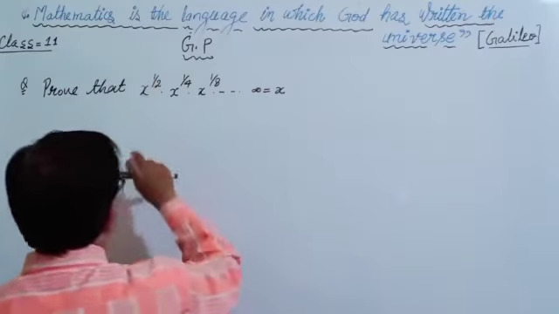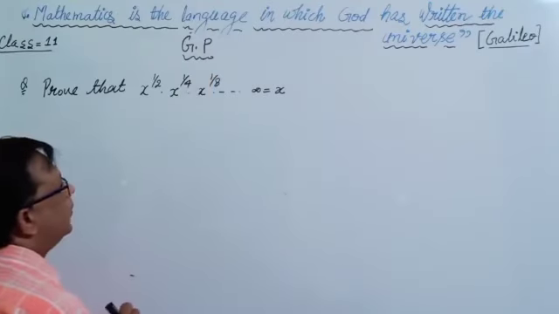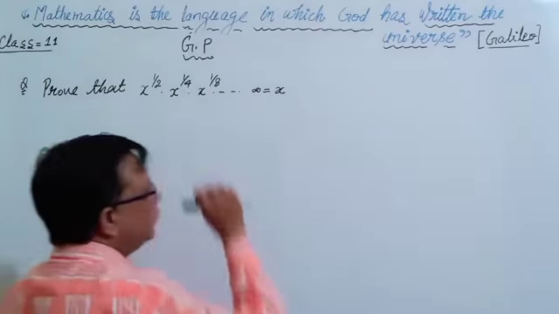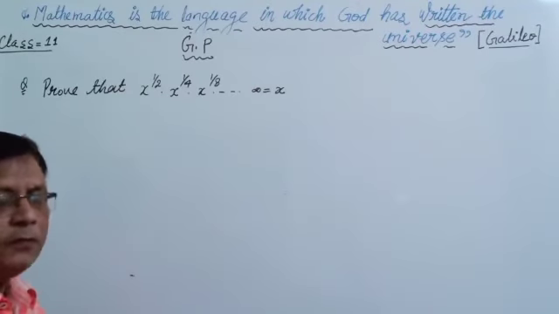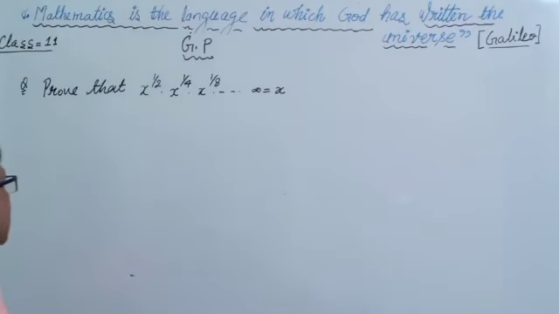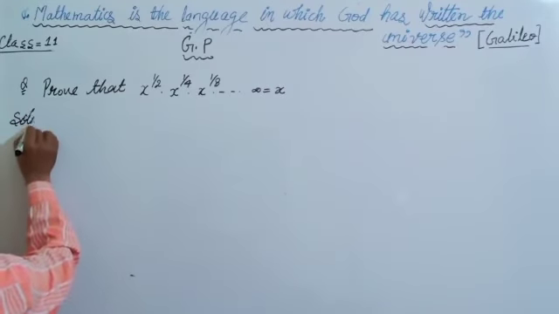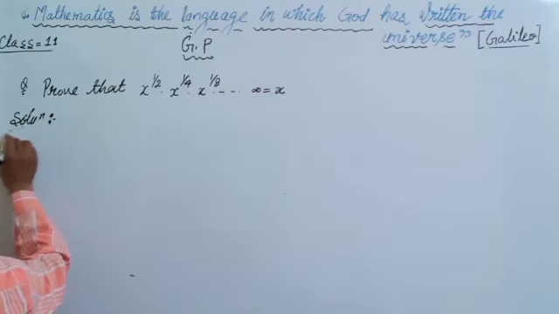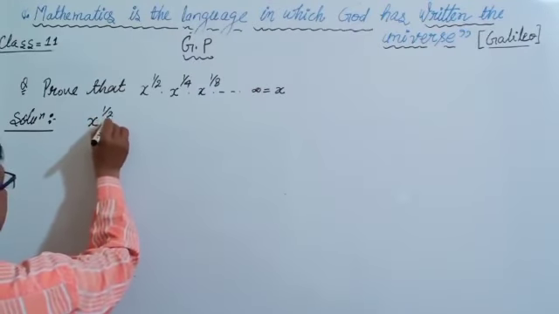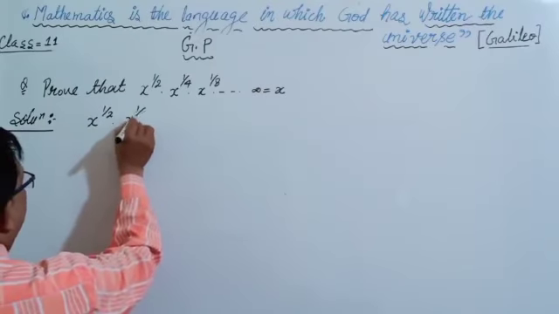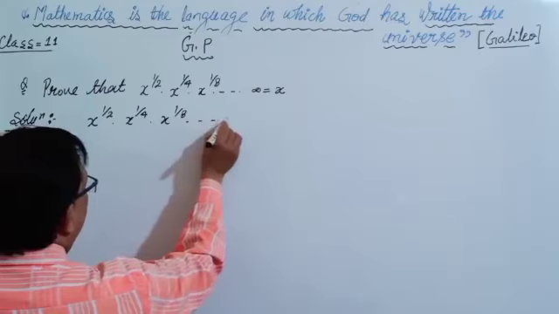X to power half, x to power 1 by 4, x to power 1 by 8 and the series goes to infinite, and the value is x. So here we first write the question. So here is the solution for you. Given sequence is x to power 1 by 2, x to power 1 by 4, x to power 1 by 8 up to infinite.